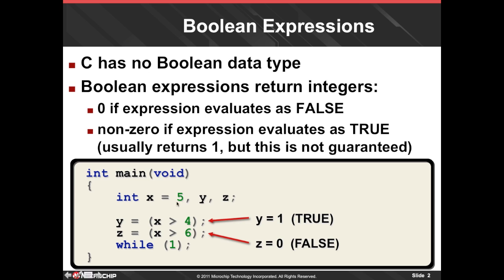So in this example, we have x being an integer type that's assigned 5. We have y and z. So this first statement expression, we evaluate the expression in the middle, which says, is x greater than 4? Yes, it is, because x is equal to 5. So it's going to return a 1, which is then assigned to y. Likewise, the next expression has to be false, because 5 is obviously not greater than 6. So we're going to return a 0.